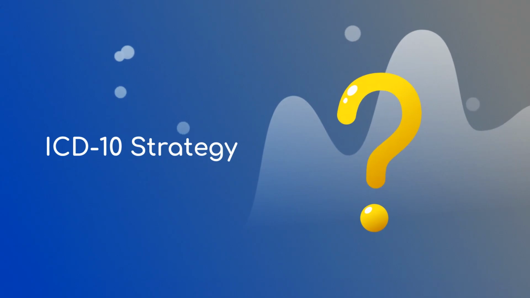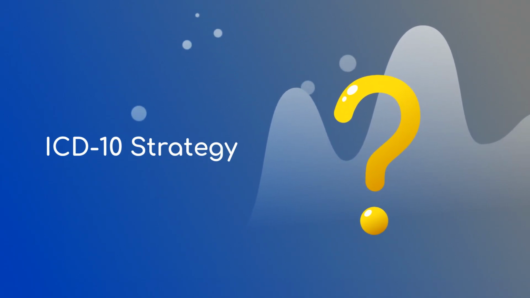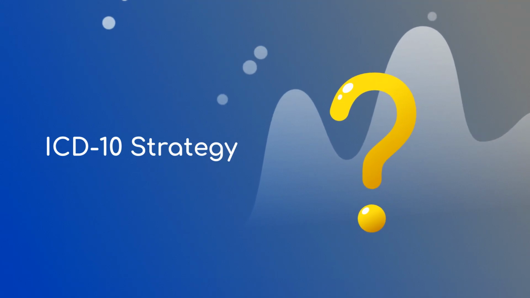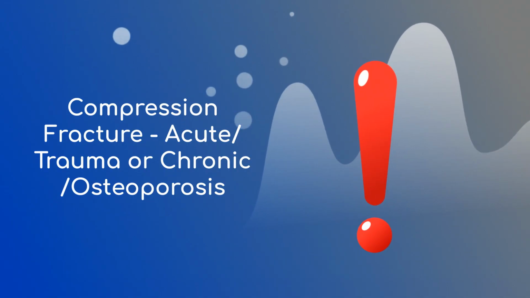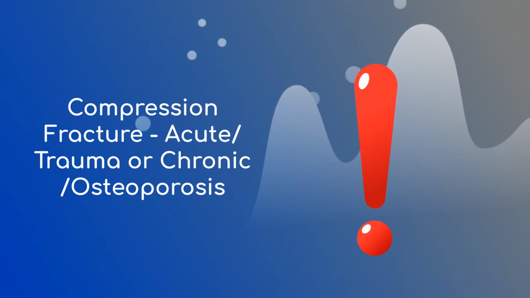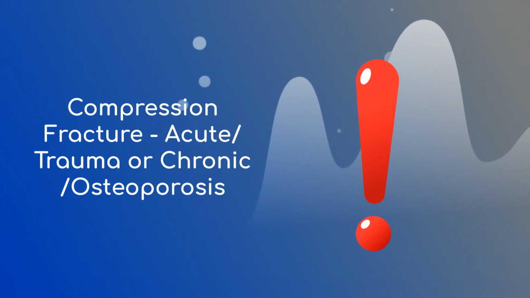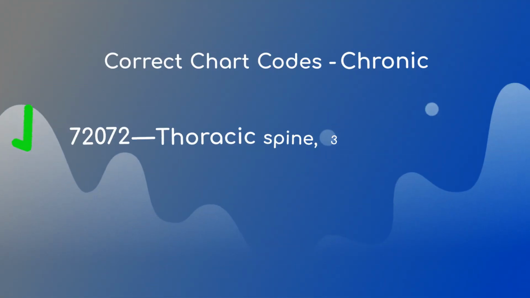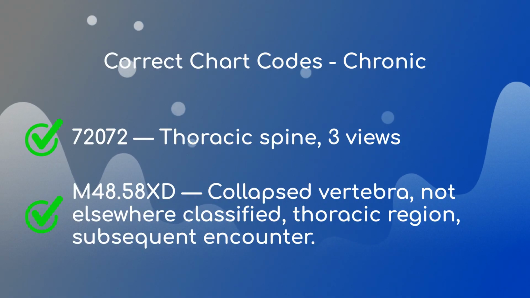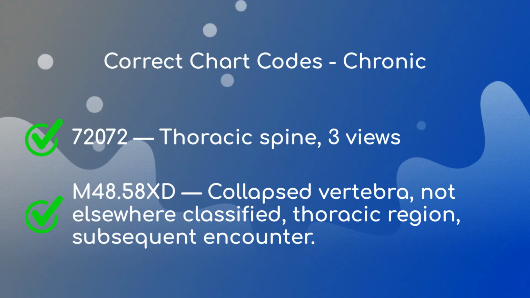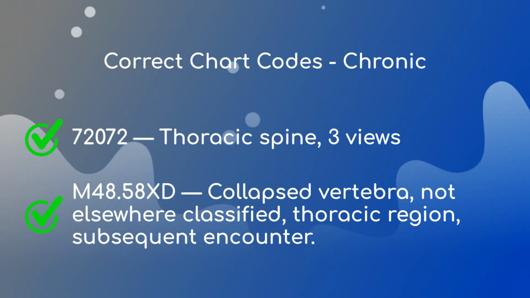Now let's identify the correct diagnosis code. The radiology report confirms multifocal thoracic compression fractures with no new height loss, and this is a follow-up outpatient study. However, compression fractures can either be from trauma, acute, or they can be caused by osteoporosis, a chronic condition. As a coder, this is when you need to check the chart to see if the compression fracture is acute or chronic. If the compression fracture is chronic, the most appropriate ICD-10-CM diagnosis code is M48.58XD, collapsed vertebra not elsewhere classified, thoracic region, subsequent encounter.